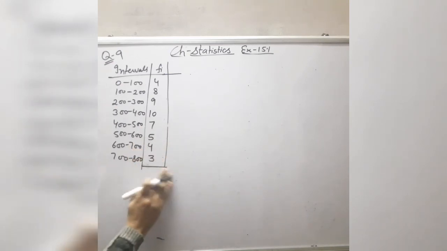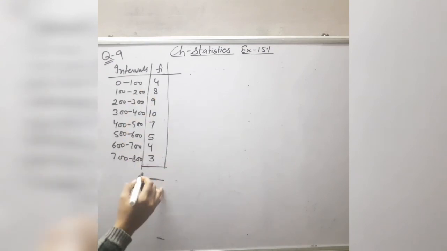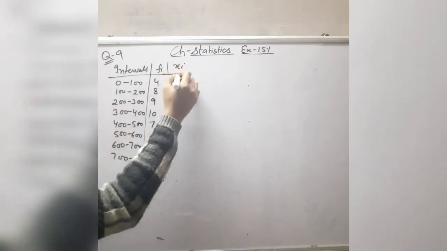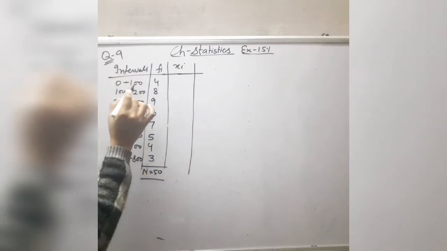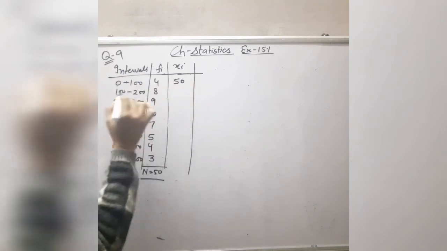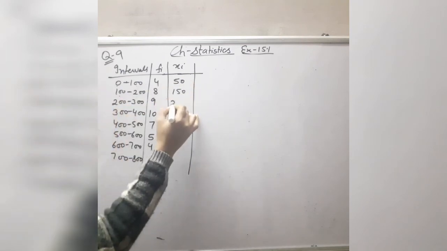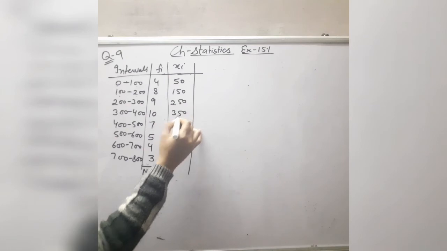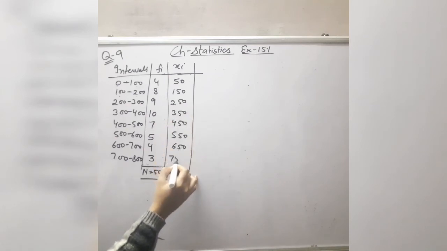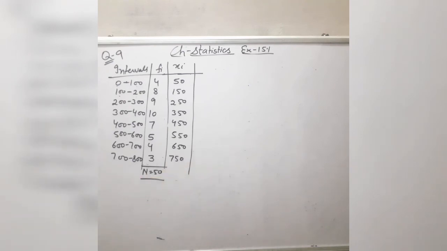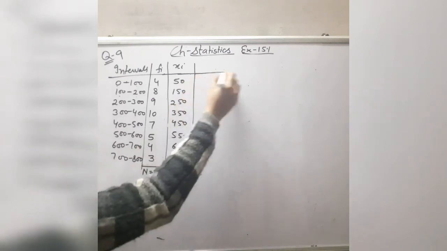We need the sum of all the frequencies. So firstly calculate capital N, or you can say summation fi. This is equal to 50, meaning the sum of all observations. Now see how you will calculate xi in this case. Xi means the mid value of all these intervals. The mid value of the interval from 0 to 100 is 50. The mid values of the next intervals are 150, 250, 350, 450, 550, 650, and the mid value of the last interval is 750. In this way, by taking the mid value of a given interval, you will find xi.